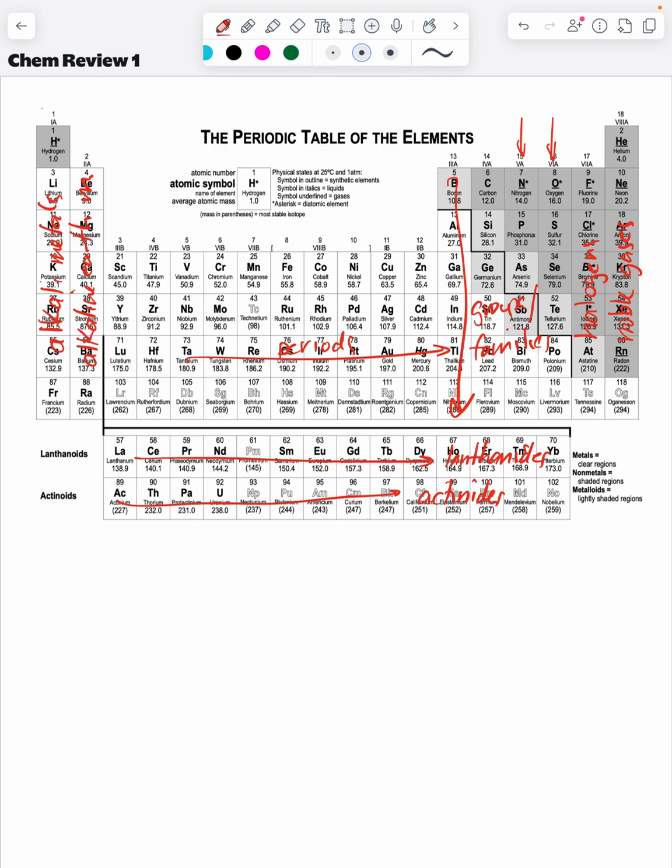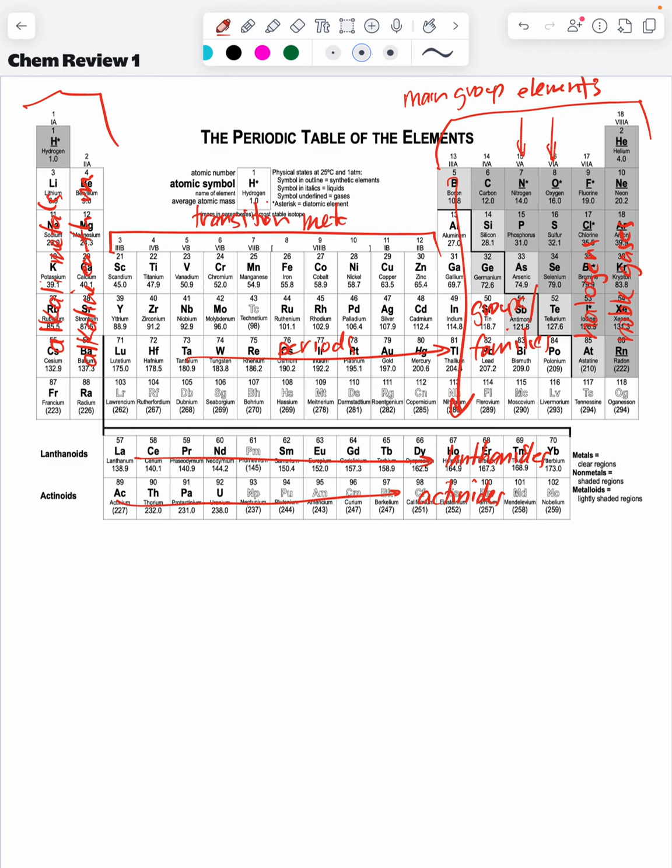What else? The first 2 columns and the last 6 columns, those are the main group elements. So that's what we typically do in introductory chemistry courses. We kind of just focus on those. And then these are called the transition elements or the transition metals. I usually call them transition metals. And technically these are called the inner transition metals, but I never really use that term. So I think that's it, except for one big thing that you should know.